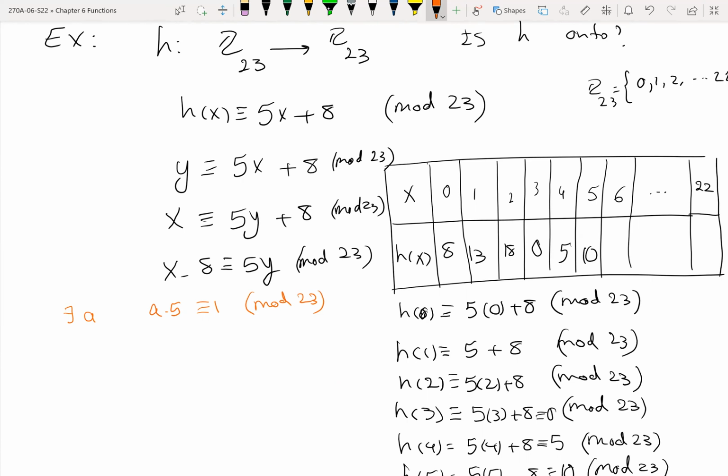I have 9, but 9 gives me -1, right? 14 works. I remember that there was one more. What was it? 14 times 5 is 70, minus 3 times 23. Yeah, that works.